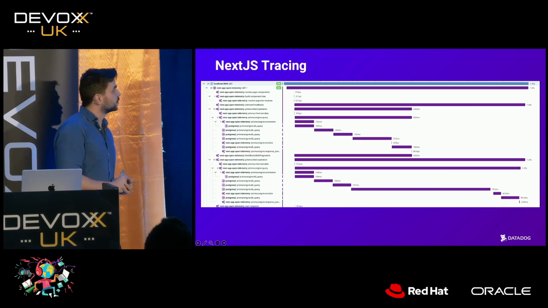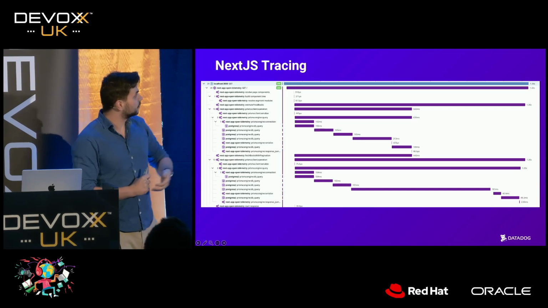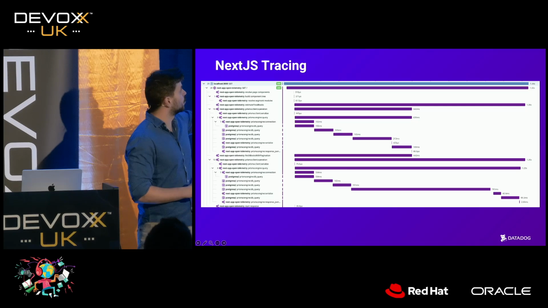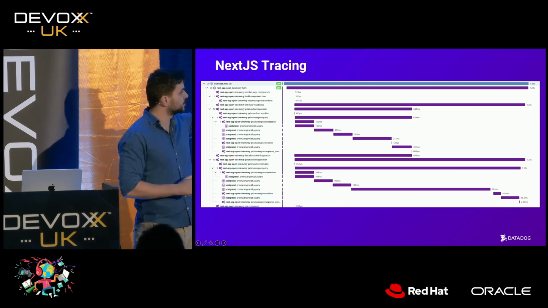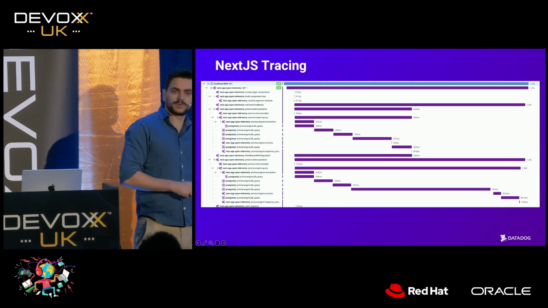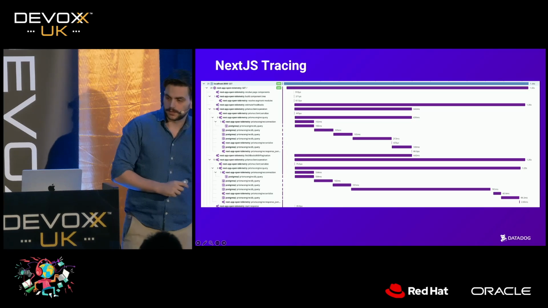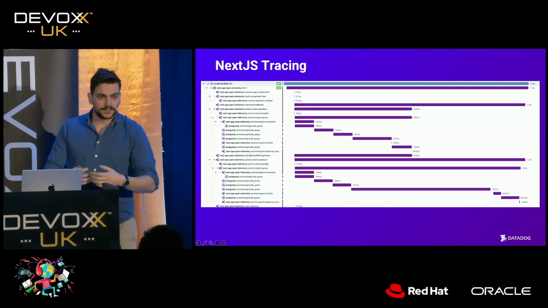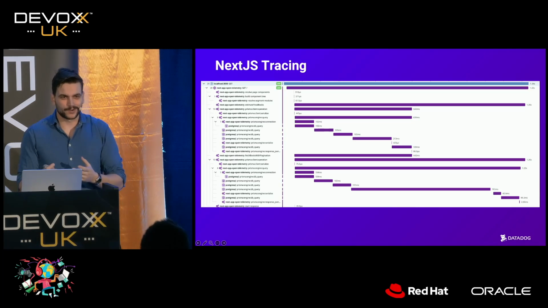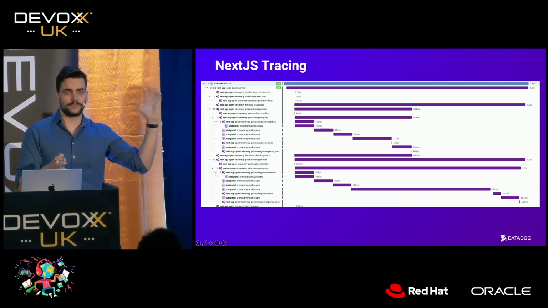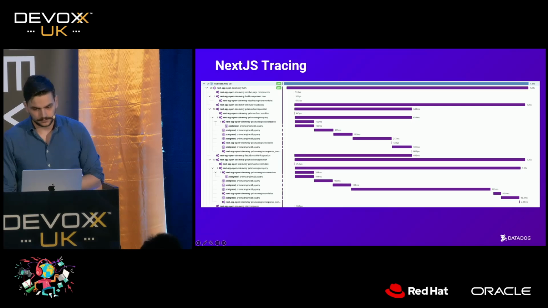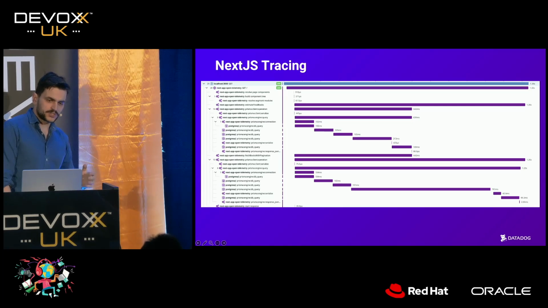So this is a Next.js trace that tells me from the resolving of the page with the building of the component tree until my call to my database. So everything is one click away for you to have a tracing from your front end to your back end. So this is for Next.js.